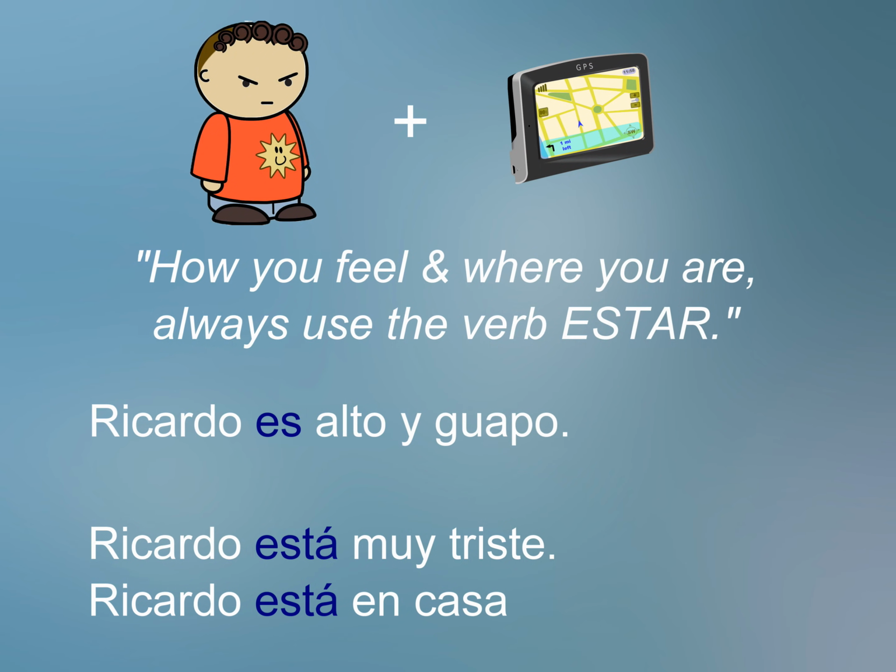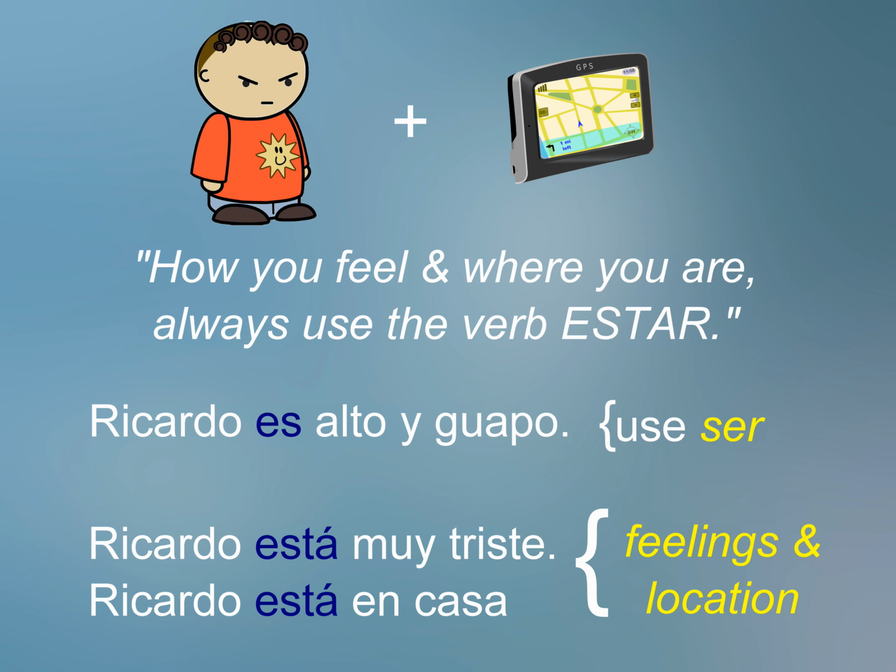How you feel and where you are, always use the verb estar. This mnemonic device also applies to the previous sentences. You can see that Ricardo es alto y guapo isn't talking about feelings or locations. Ricardo está muy triste is talking about feelings.